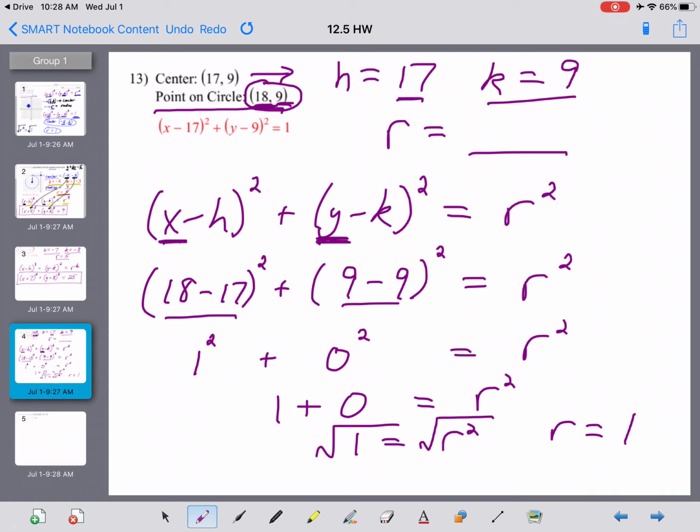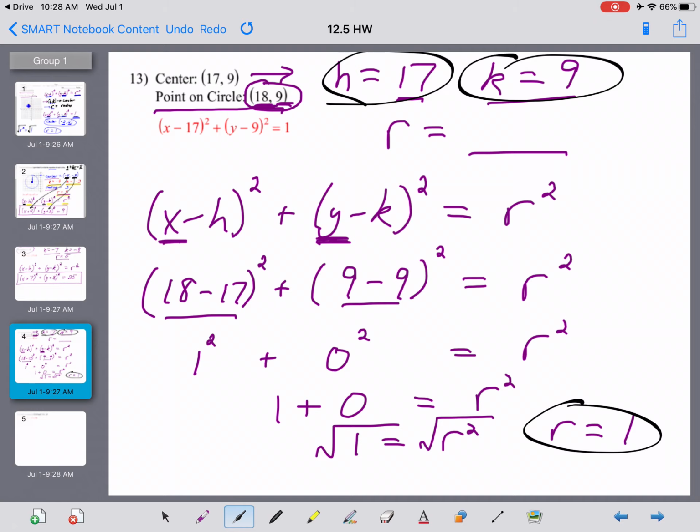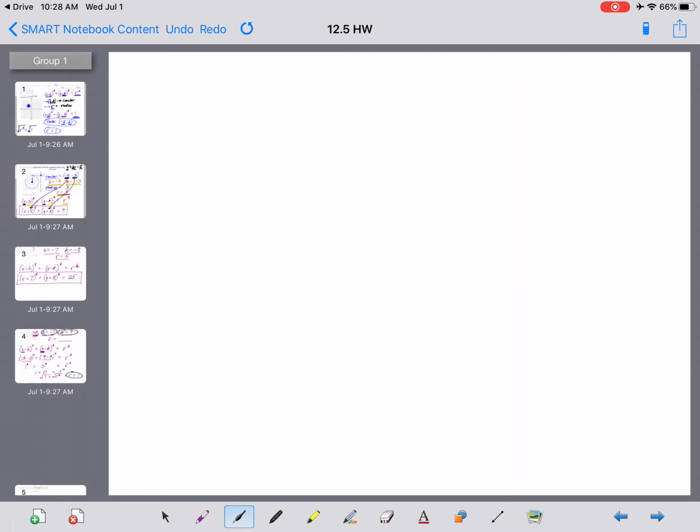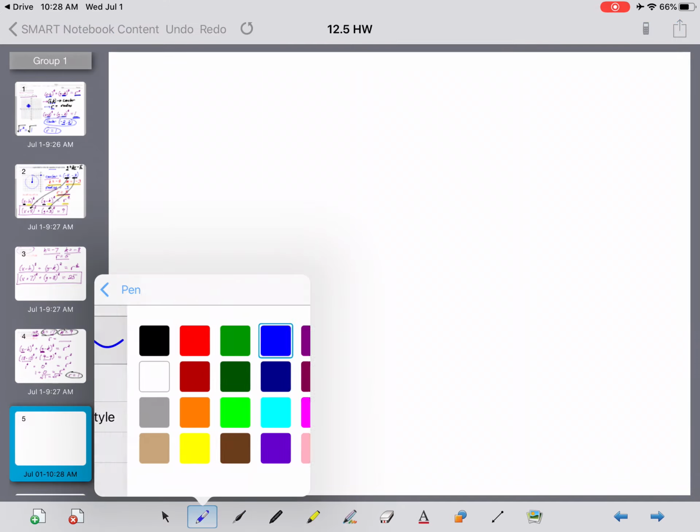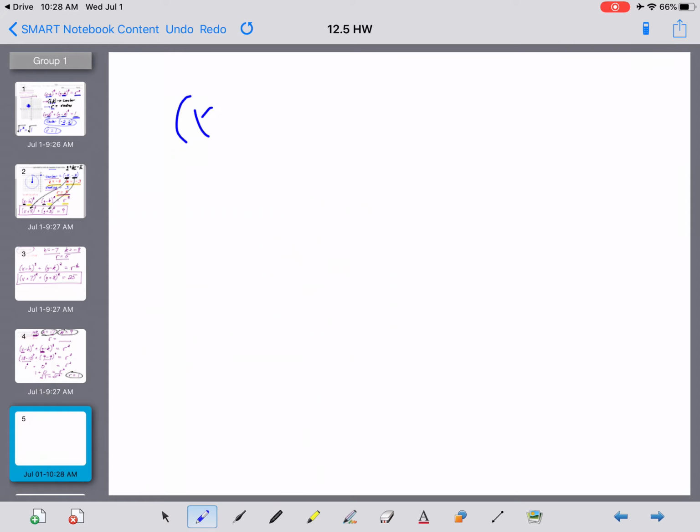So where are we right now, guys? We know the value of h is 17, we know the value of k is 9, and we just found the value of r to be 1. I wish I left myself a little bit more room right here, but let me start a new slide. Let's go back to the equation of a circle that we use all the time. That is x minus h quantity squared plus y minus k quantity squared is equal to r squared.